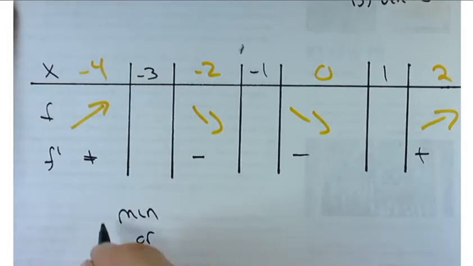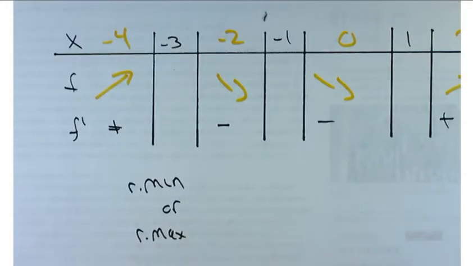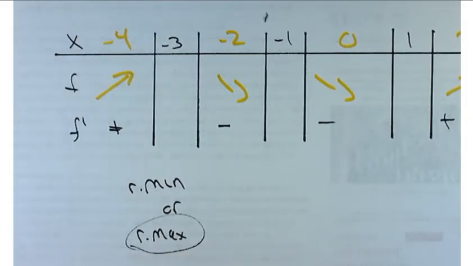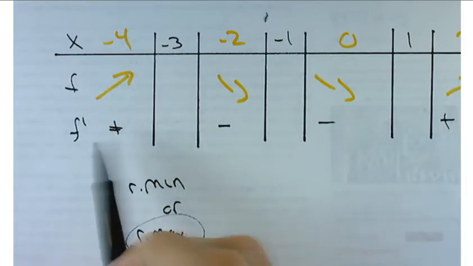How about our point at -3? Is it a relative min or a relative max? Relative max. That's what's called the first derivative test. You look at the signs of the derivative, how it's changing at a critical point. If it goes from positive to negative, it has to be a maximum. If it goes from negative to positive, then it has to be a minimum.